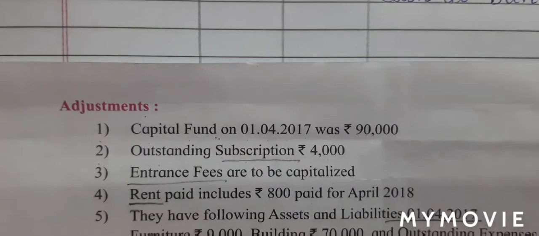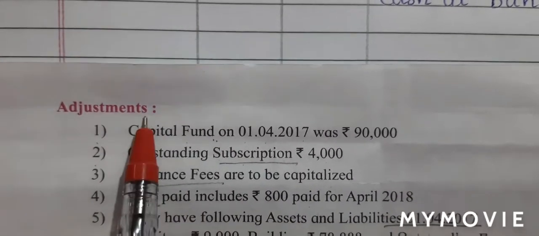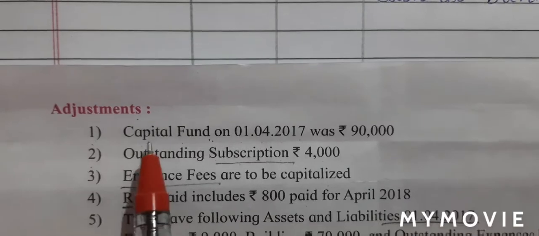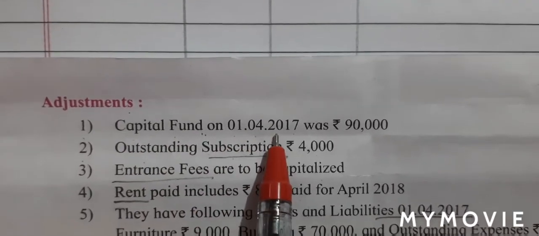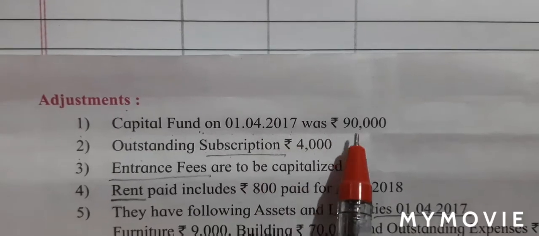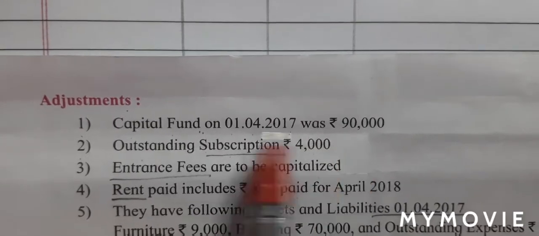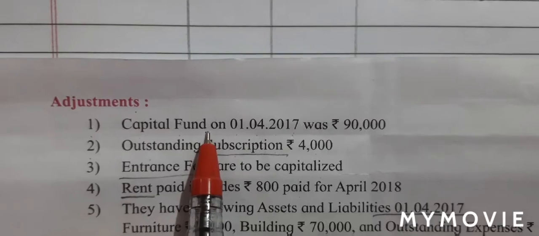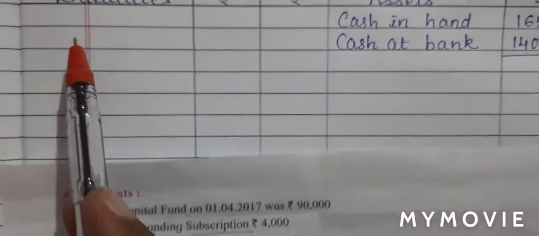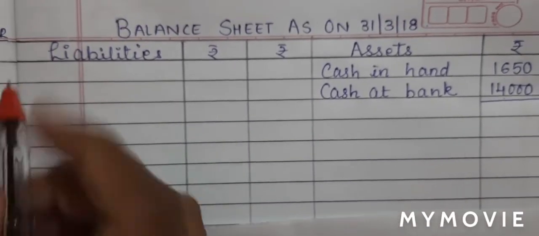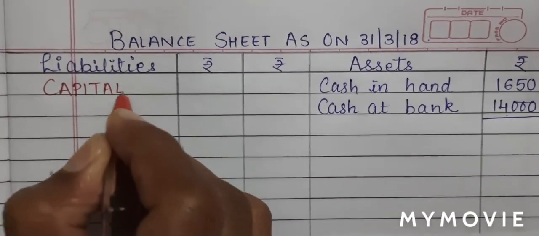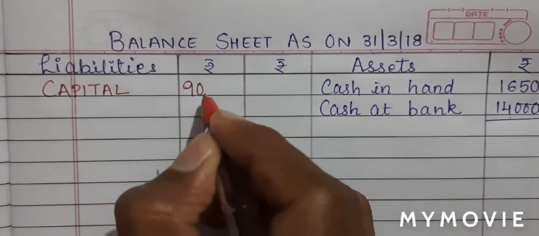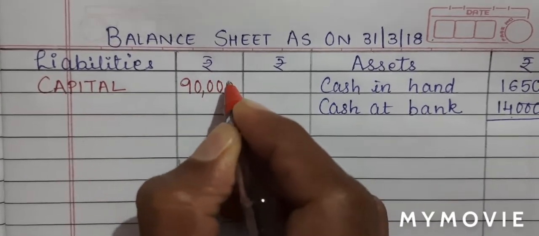Let's begin with step number 4, adjustments. The first adjustment, capital fund on 1st April 2017 was rupees 90,000. Capital fund will be written on my liability side. So on the liability side, I will give the heading as capital and it will be written in the inner column 90,000.